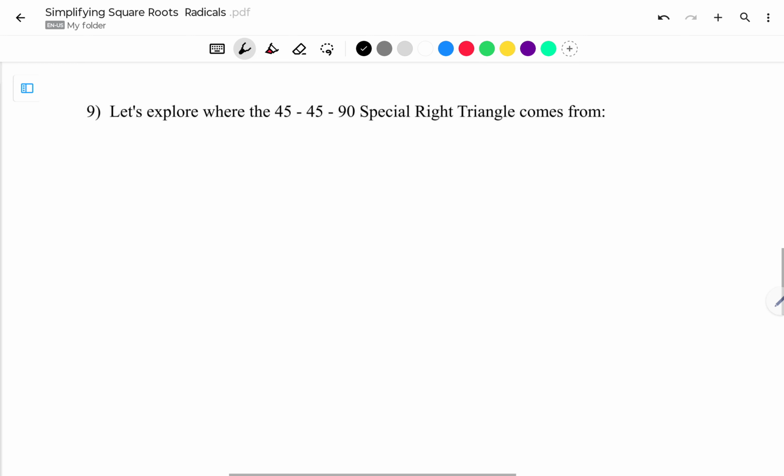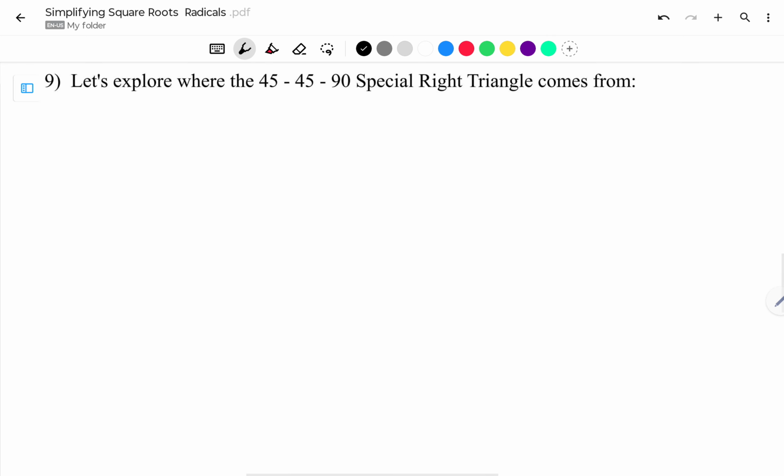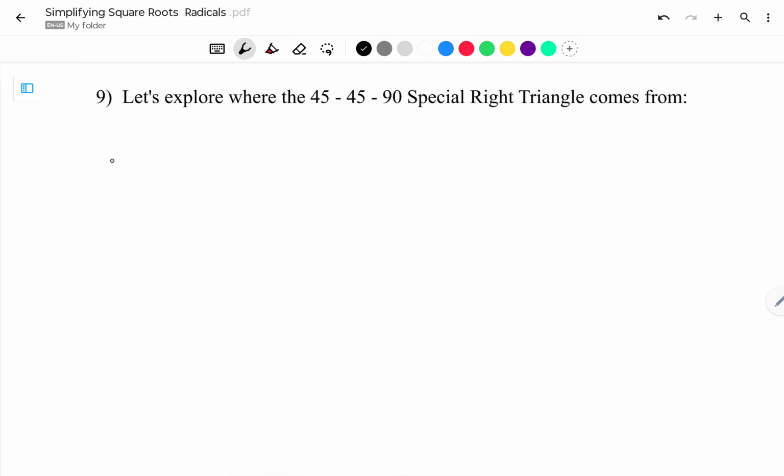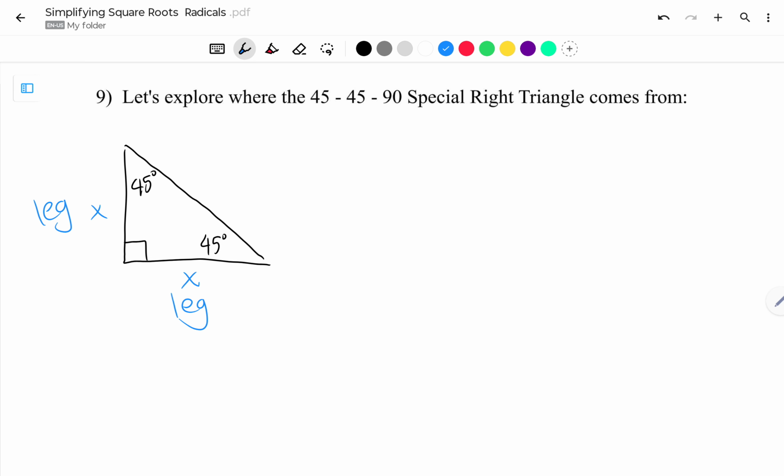Okay? So it says here, let's explore where the 45-45-90 special right triangle comes from. Let me just really quickly draw it out. I know that a 45-45-90 triangle looks like this: 45 degrees, 45 degrees. These are the legs, and if a leg is some number x, the hypotenuse is going to be x square root 2. So it looks like this. And this is the formula: hypotenuse equals leg times square root 2.